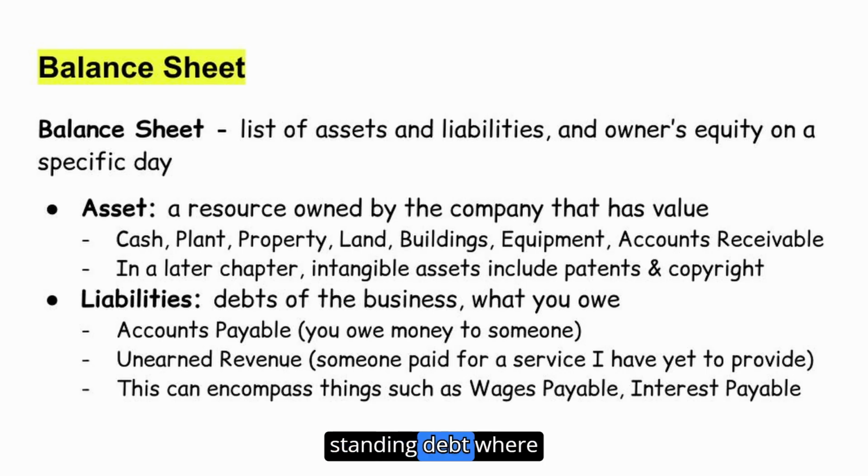And having a standing debt where you owe money to someone would fall under the account called accounts payable, being a liability. Accounts payable can also be more specific. For example, if you owe money to an employee because you're late on paying them, that would be wages payable. And if you owe money on interest payments, that would be interest payable.